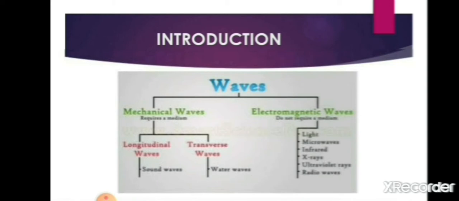Then what is mechanical wave? A mechanical wave is a wave which needs a medium to propagate. Here longitudinal and transverse waves are two types of mechanical waves. The definitions and its properties all you have learned in the lower classes. So we will move on to the next type of wave, that is electromagnetic waves or radiations.